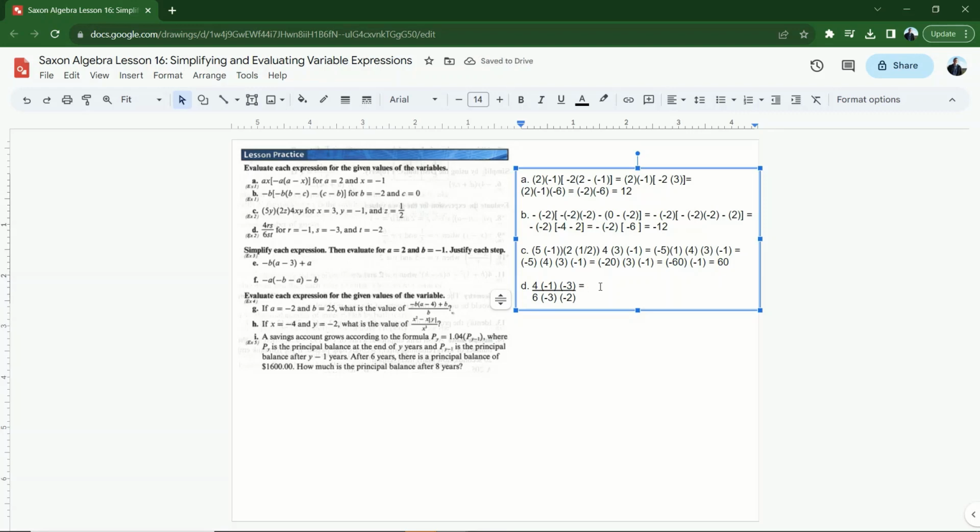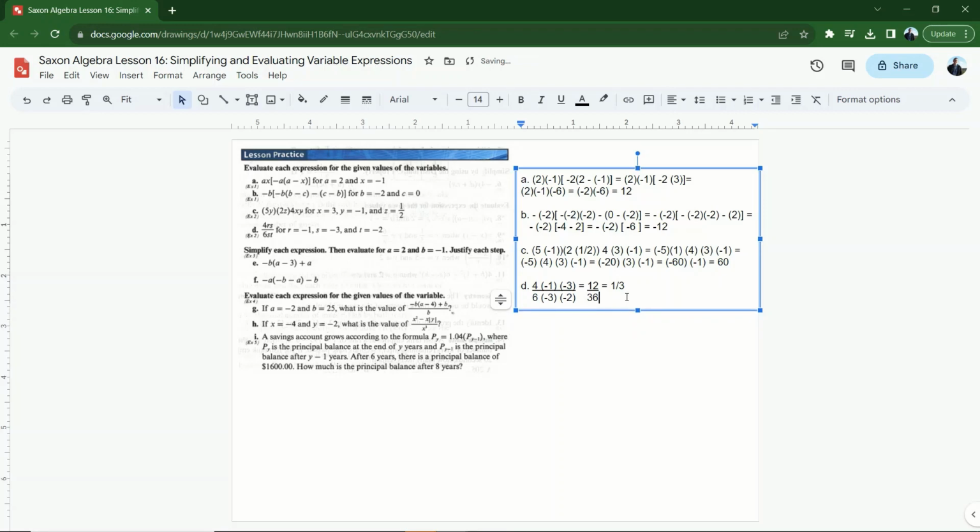So 4 times -1 is -4, times -3 is positive 12. The top simplifies to 12. The bottom of this fraction is going to be 6 times -3, or -18, times -2. -18 times -2 becomes 36. So I have 12 over 36. I could simplify this. That's going to equal 1 over 3. 1/3 is my final answer here.